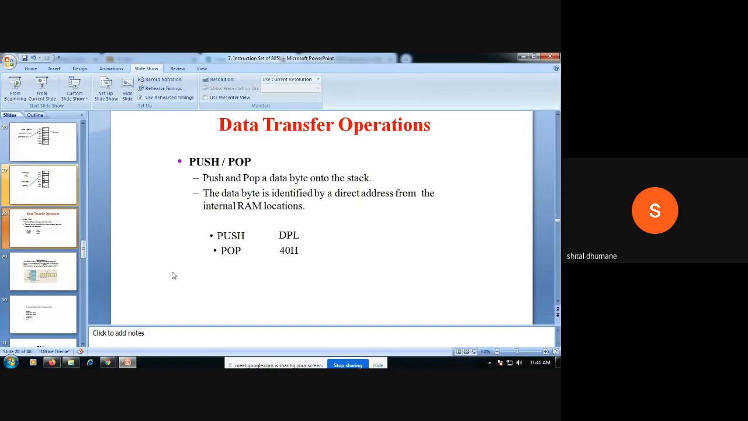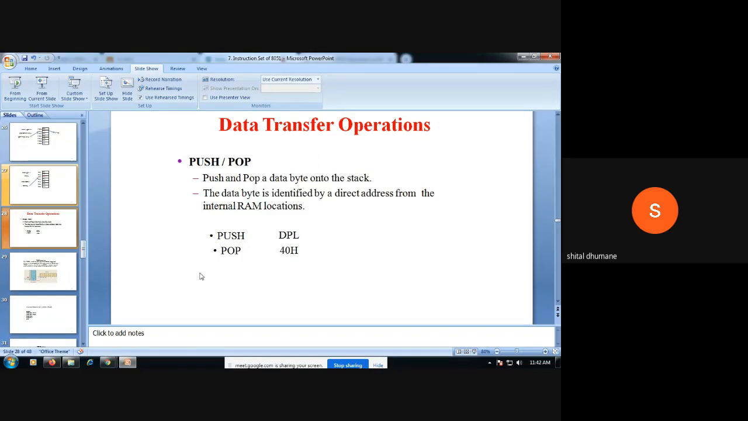Here an example of push is push DPL. See, I told you DPH and DPL are 8-bit registers. You can use them in your programming, in instructions like MOV DPL comma #data. So also in the push and pop instructions you can use those two 8-bit registers separately. For example, I have written push DPL. That means the contents of DPL will get pushed. And one example for pop is pop 40H.